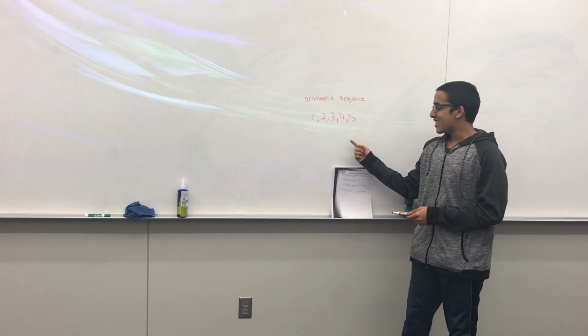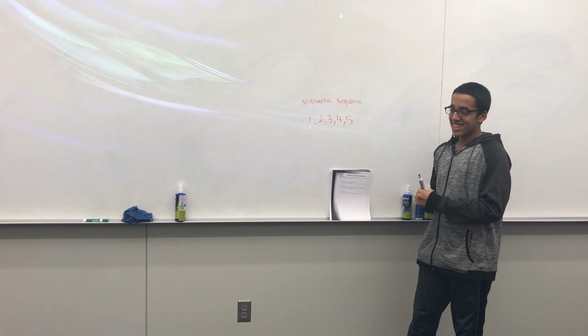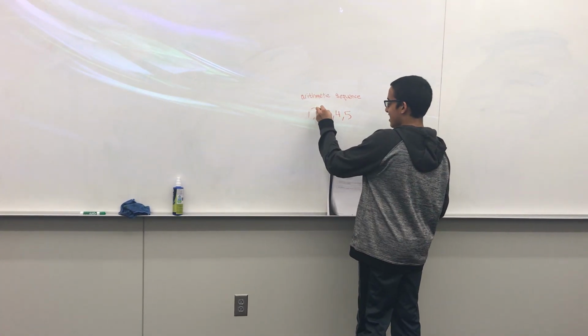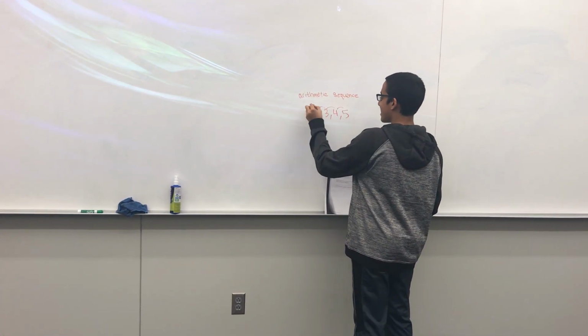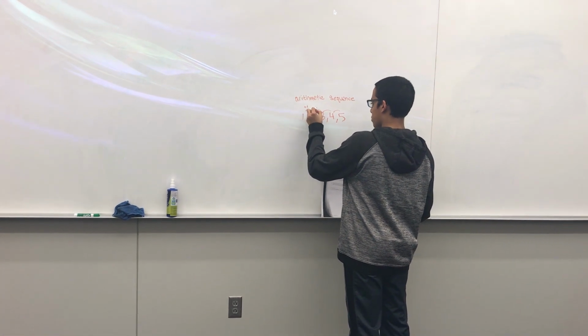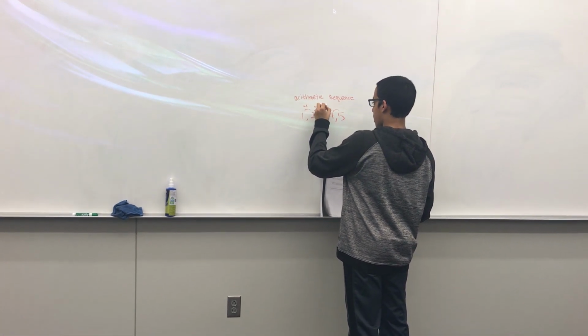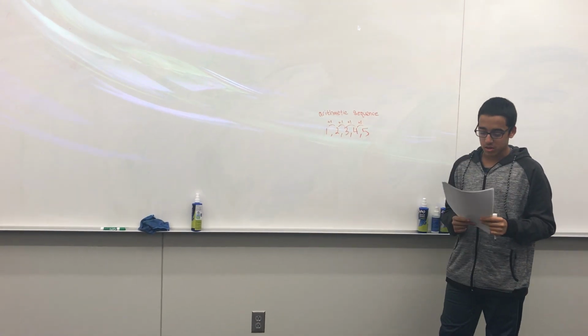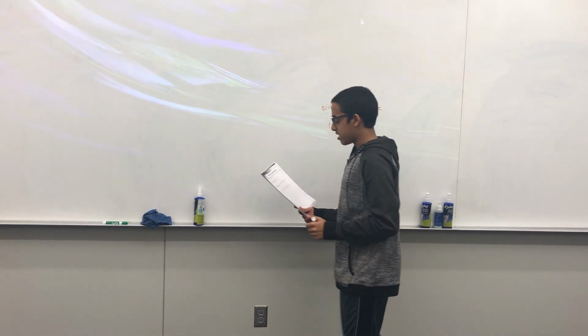Preston, tell me how this is an arithmetic sequence. The difference between one term and its preceding term is always the same. Correct. The difference between all these terms is 1. This is a great example of an arithmetic sequence. Now there's a couple formulas to go with these.